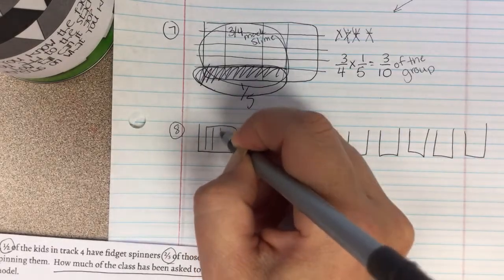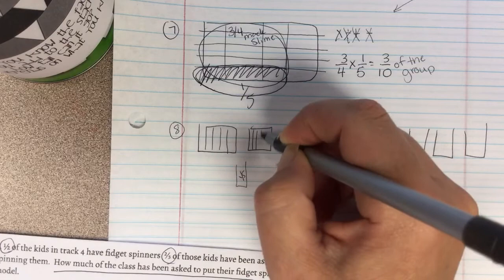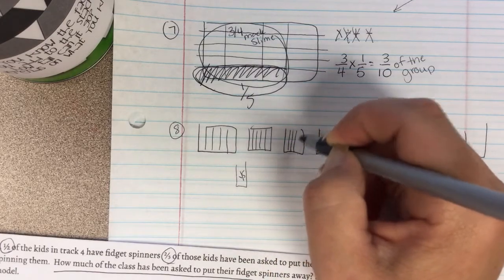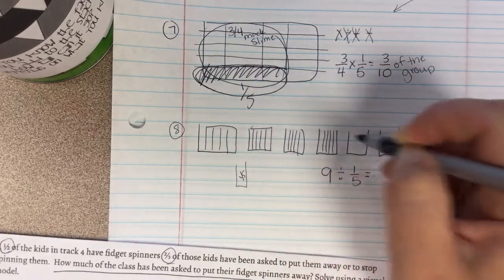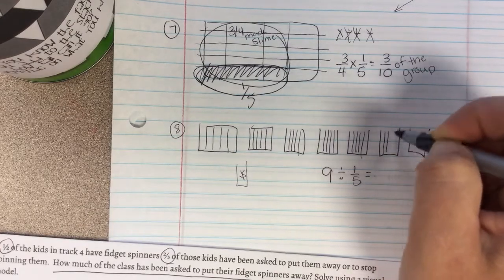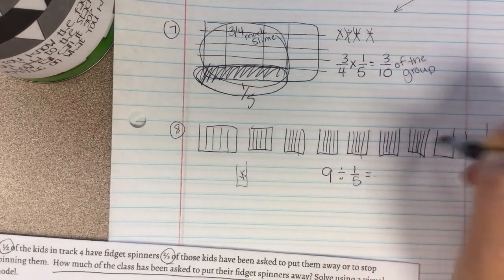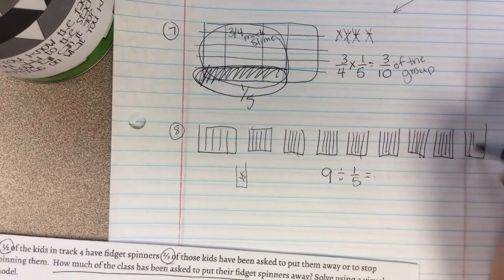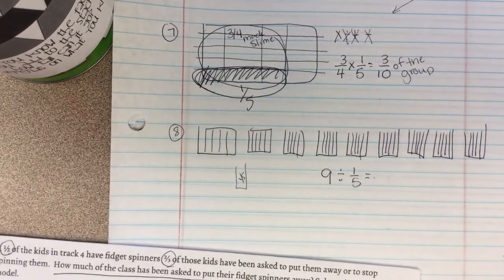So 1, 2, 3, 4, 5. 1, 2, 3, 4, 5. Why am I counting to 4 if I have 5 sections? Because 4 lines cut it into 5 groups.